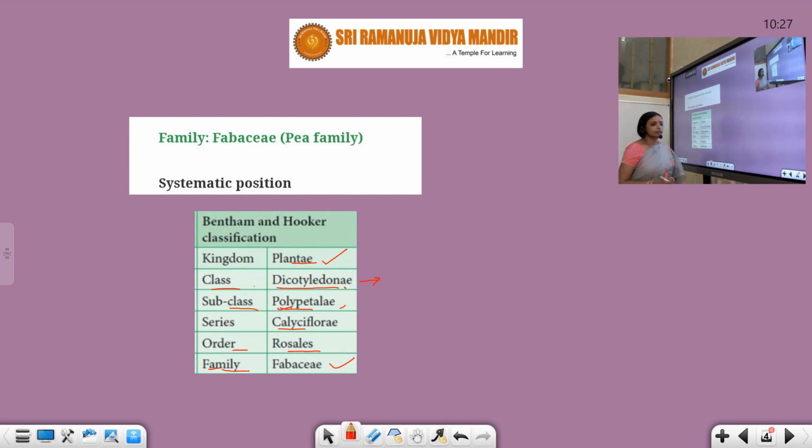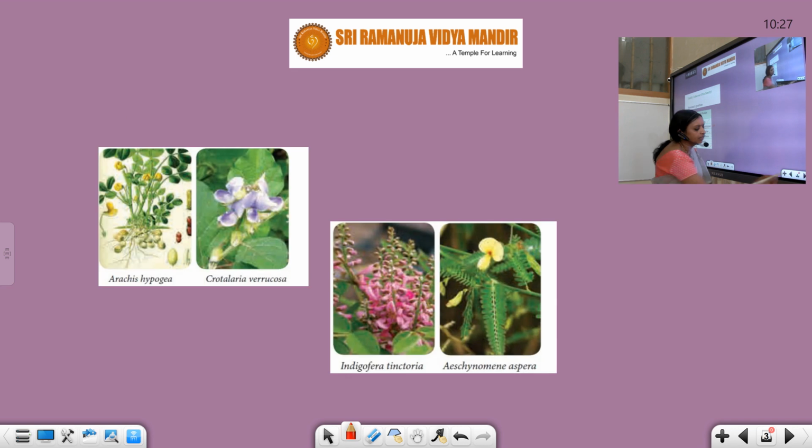So here you can see there are some plants. I put the slides of some plants: Arachis hypogaea, that is groundnut, and Crotalaria ternata or verrucosa, known as Shankhupushpam, and Indigofera tinctoria, from which we obtain blue dye, and Achyranthes aspera.